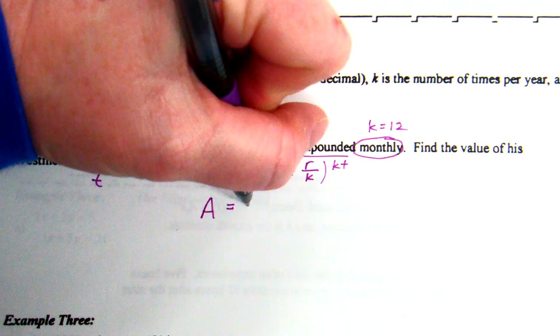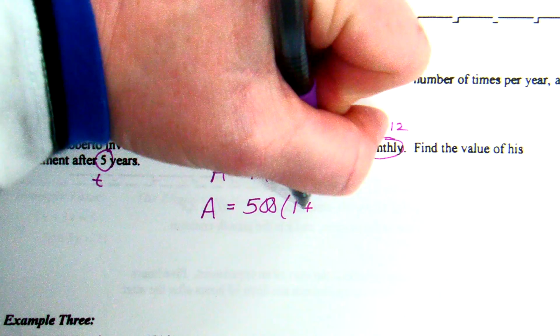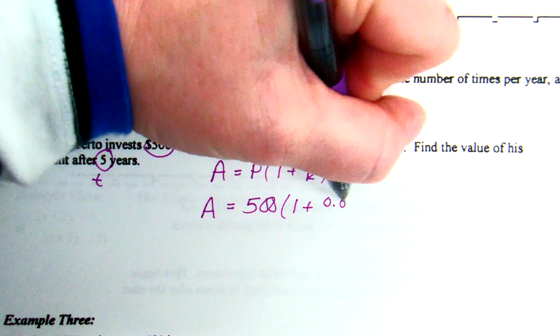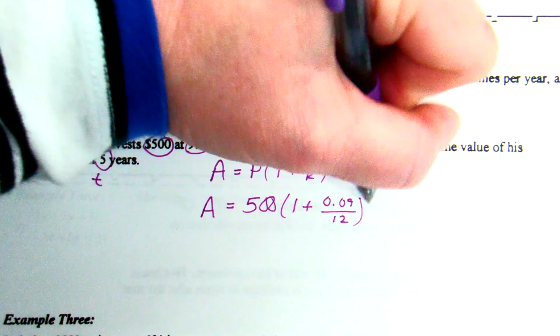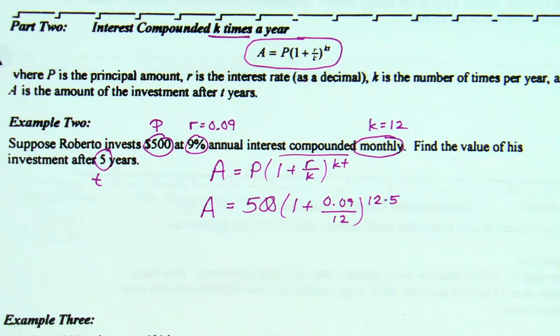Okay, so P is 500, 1 plus 0.09 divided by 12 raised to the 12 times 5. I'm going to tell you minimum I want to see this written on your paper. This is work, right? This is you showing me you're setting it up. Don't just go straight to the calculator. Now, if we want to get technical here, could you go to the calculator from this point? Yeah, technically, you can enter this exactly as is on the calculator and make it work.